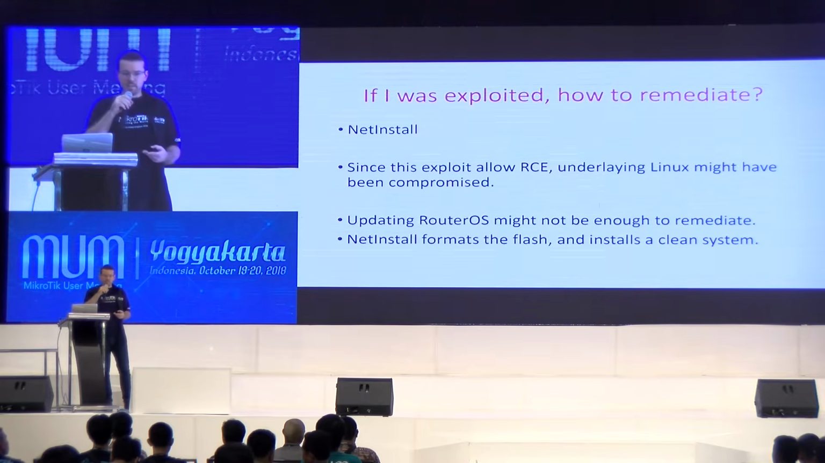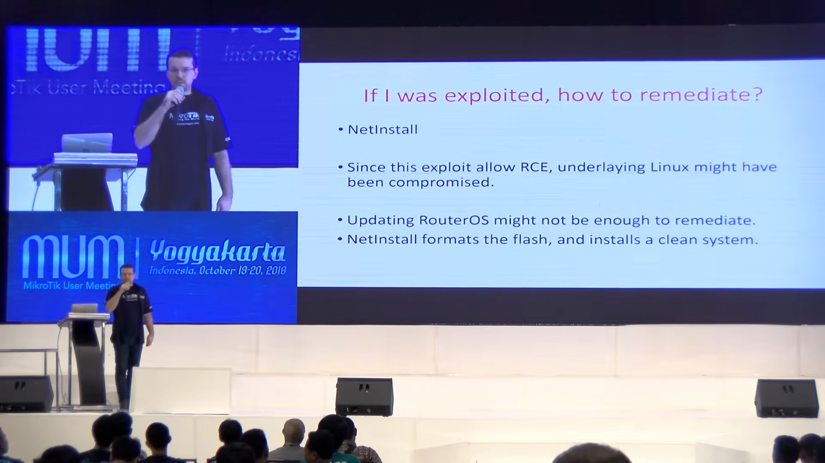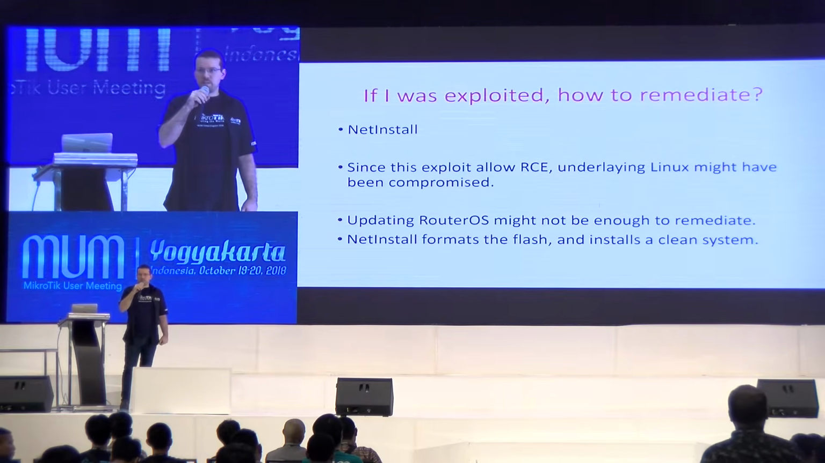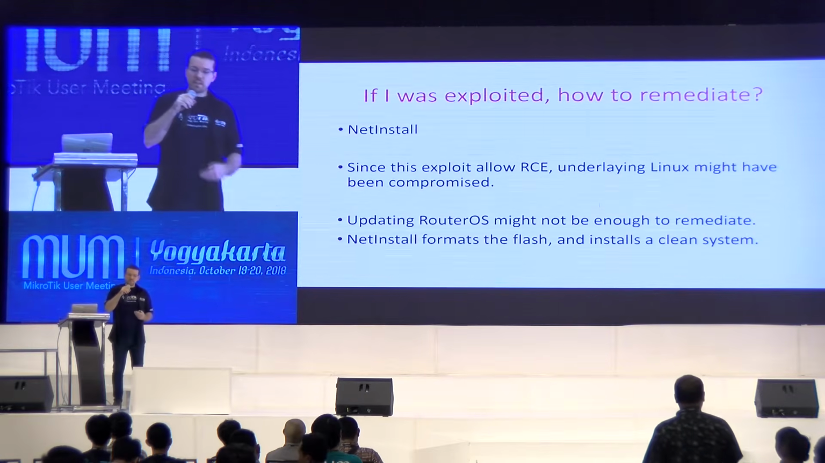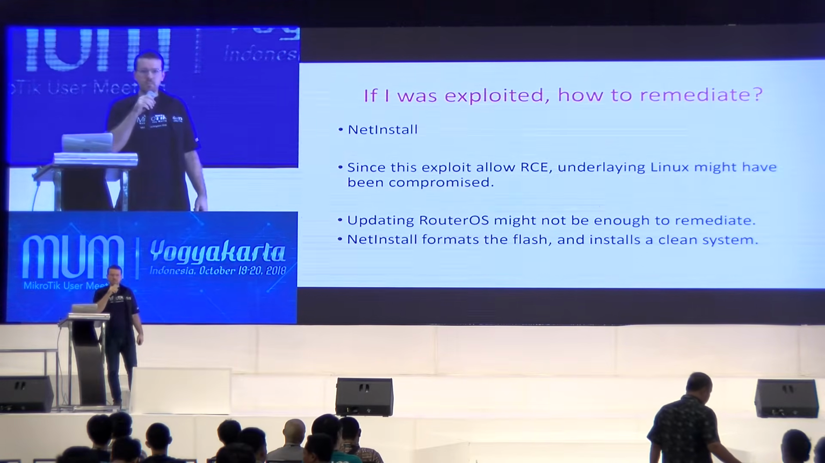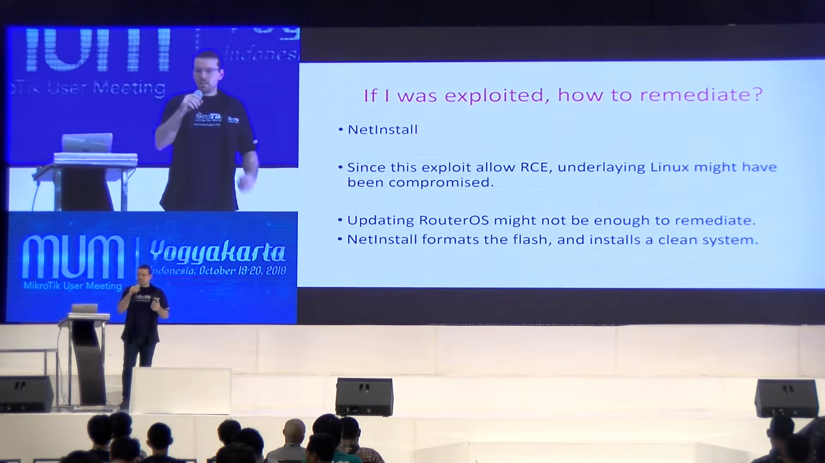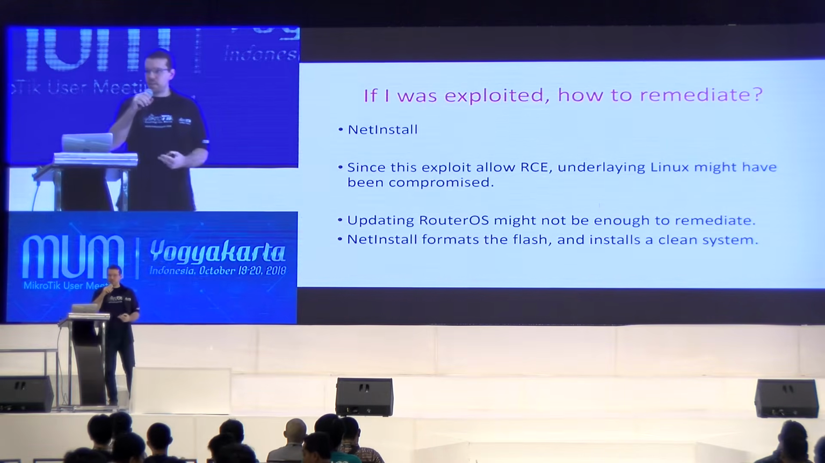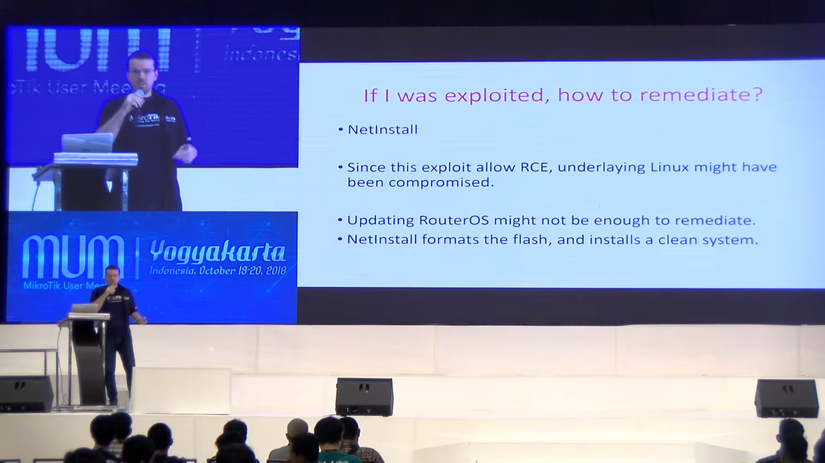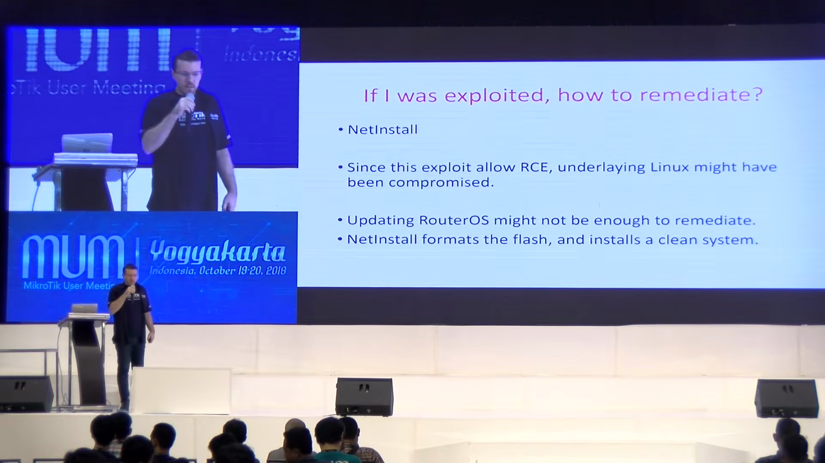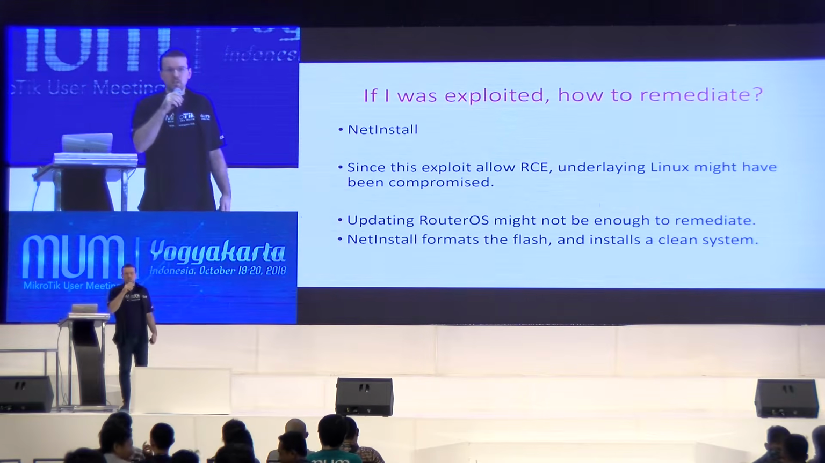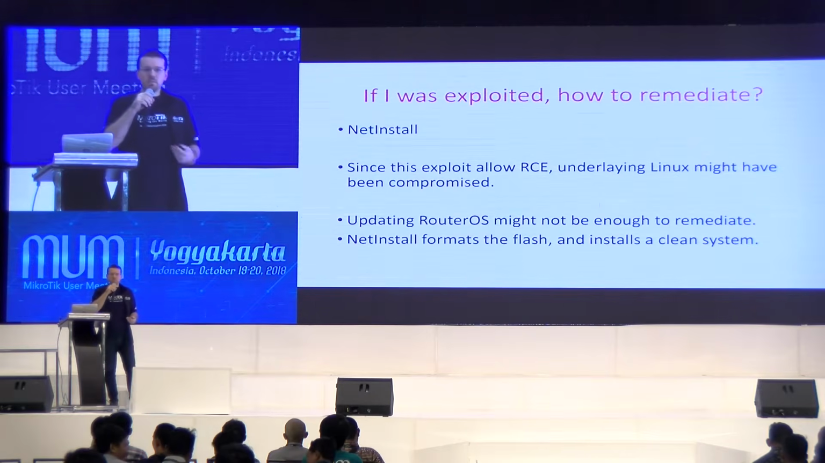Okay, so if you were exploited, how can you fix this? How can you remediate? The only sure answer here is net install. Since this exploit actually allowed arbitrary remote code execution, this means that the underlying Linux system has been compromised, which means that updating RouterOS after you have been compromised might not be enough, because there might be certain rootkits in place, there might be certain files on the file system in place, which will reinfect the router even after upgrade. And just resetting the configuration would also not help, because if you reset the configuration, you only reset the configuration of the RouterOS system, not of the underlying Linux system.